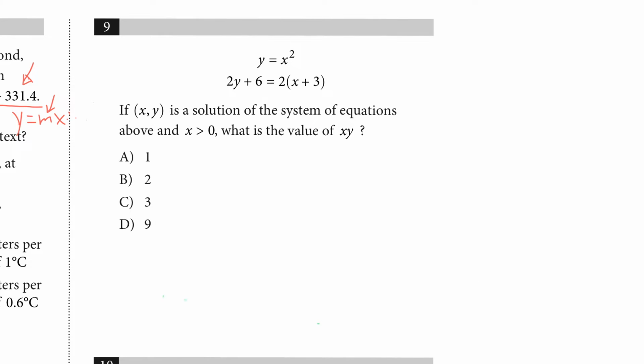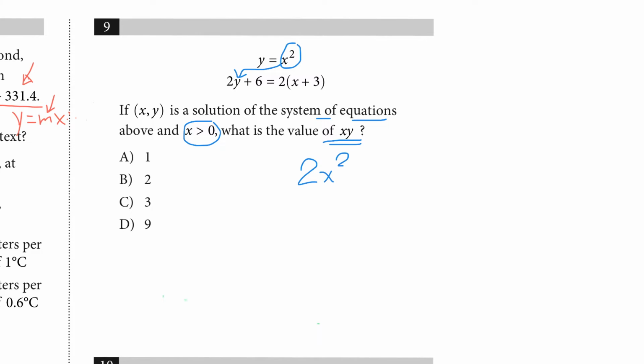Okay, problem number 9. Y equals x squared, parabola, and then you have a linear function, 2y plus 6 equals 2 times x plus 3. If (x, y) is a solution of the system of equations, so we have a system of equations here, and x is greater than 0, so x has to be positive, what is the value of x times y? So in this case, since y is equal to x squared, maybe we could do a little substitution, replace y here with x squared.